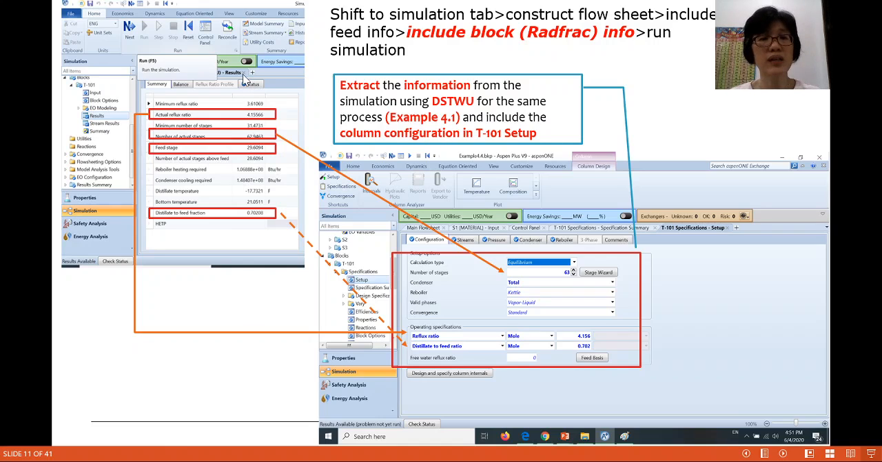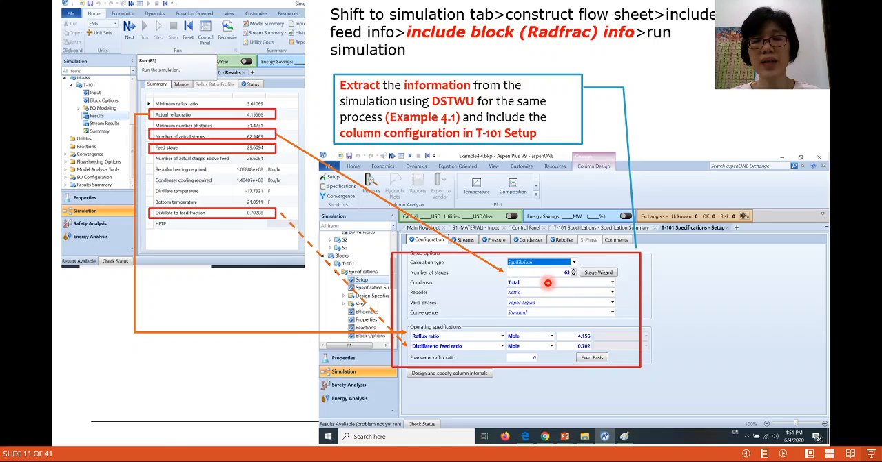So this information, the one on your left, I have actually extracted this from the simulation using the DSTWU. As I mentioned to you before, the simulation result of the shortcut method is important for you to proceed further in the rigorous method. So this is how we extract the information. So we have the actual number of stages is 63, okay, and reflux ratio, distillate to feed ratio, and the condenser here is total condenser.